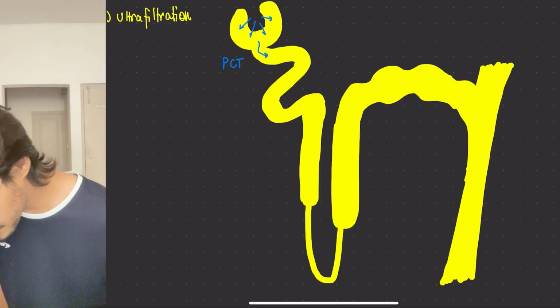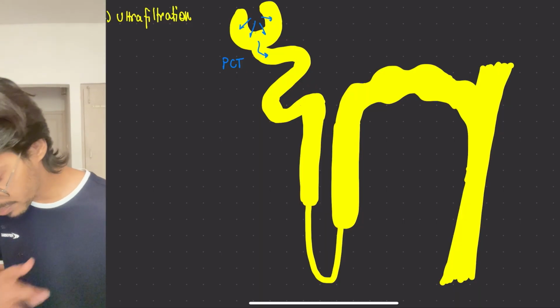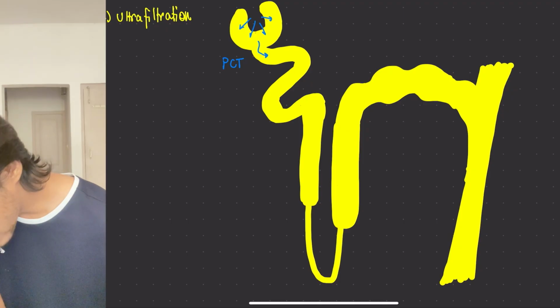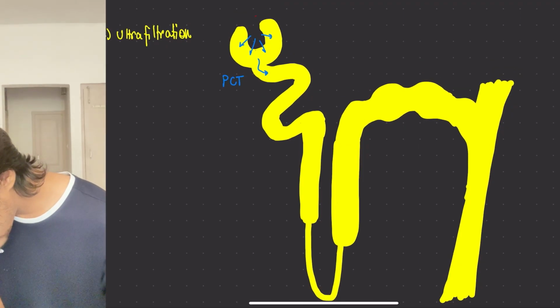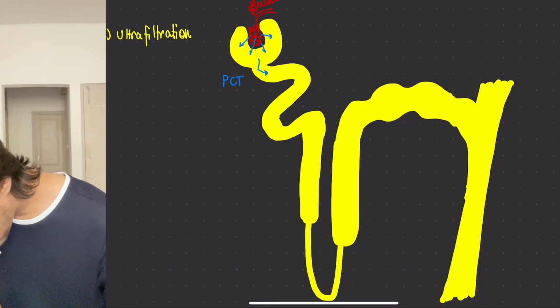So over here, there will be what? Reabsorption. If something is being reabsorbed, it will be reabsorbed into what? Into your capillaries. So we know that here the efferent arteriole is there, which is coming out from what? From this capillary area, that is glomerulus, part of the afferent arteriole.